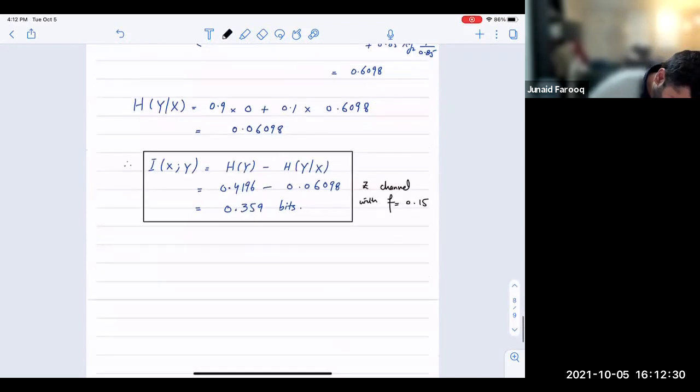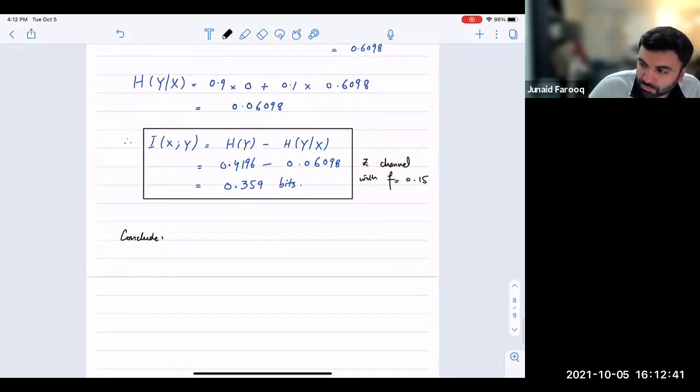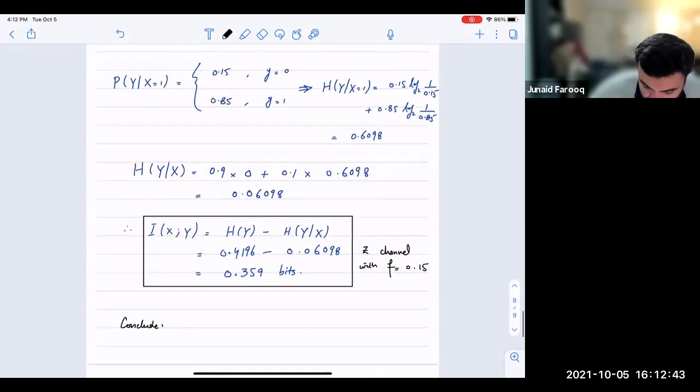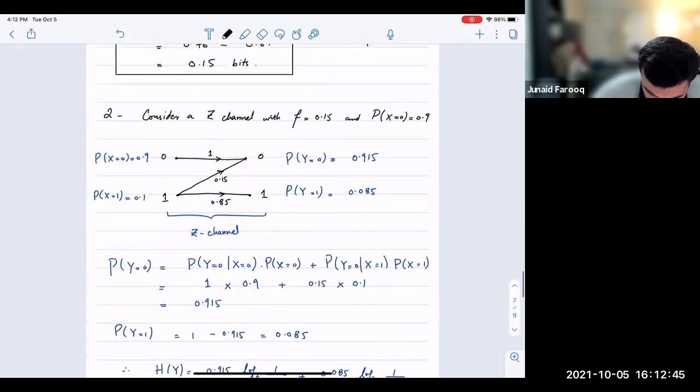So we conclude that the Z channel with the same bit error probability has a higher mutual information, so it's more reliable. So it transfers more information. And it makes sense because you have less confusion here, right? It's only one of the symbols that is messed up, the other is just perfectly transmitted. So you have a higher rate for this channel.